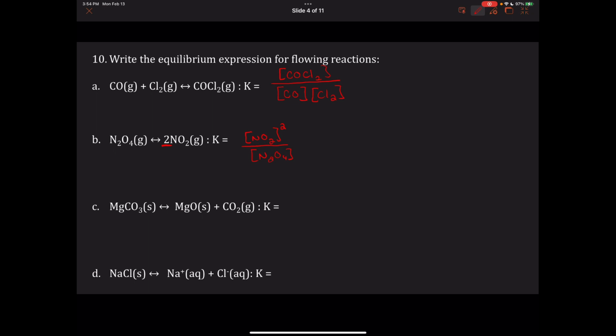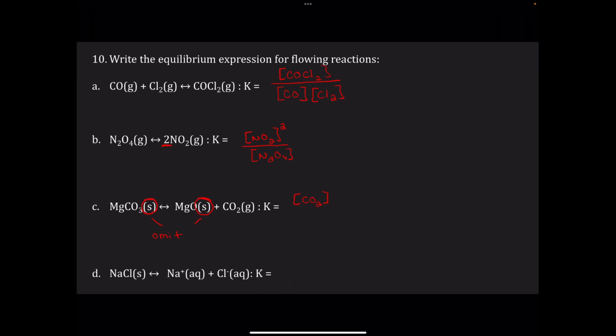But with C, notice I've got solids. Solids we will always omit from our expression. So when I go to set this up, it's concentration of my products, but my magnesium oxide is a solid, so we're going to omit it. My next product is the carbon dioxide as a gas, so we include it. Normally we would then divide by our reactant, but our reactant is a solid, so we omit it. So my K is just K equals the concentration of the carbon dioxide.